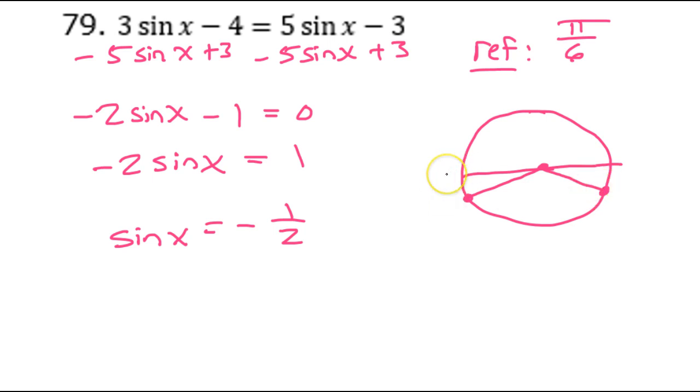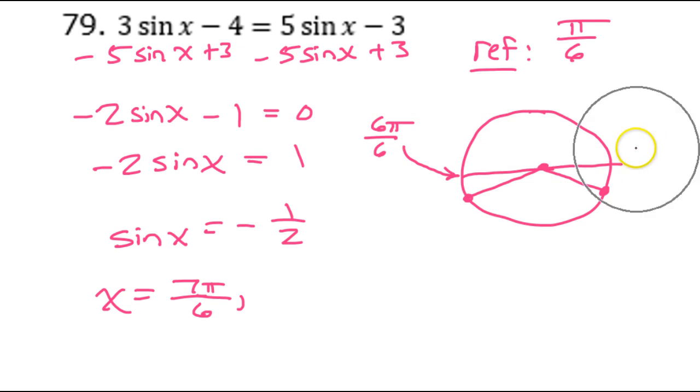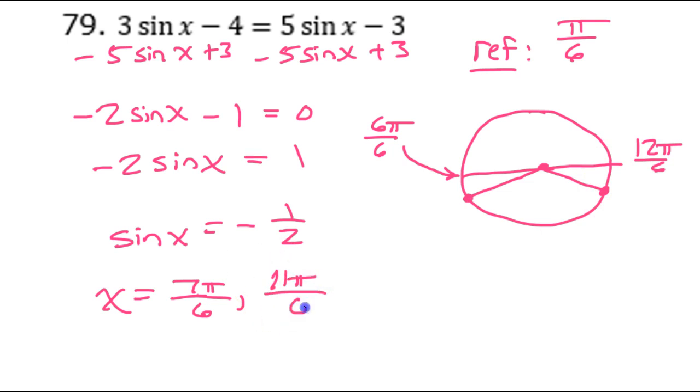Okay. The reference angle is pi over 6. So in the back of my mind, I'm thinking that pi is the same thing as 6 pi over 6. So that helps me know that this next one is going to be 7 pi over 6. Okay, and if I double this, that would be 12 pi over 6, which helps me know that just before that is 11 pi over 6. So that's it for number 79.